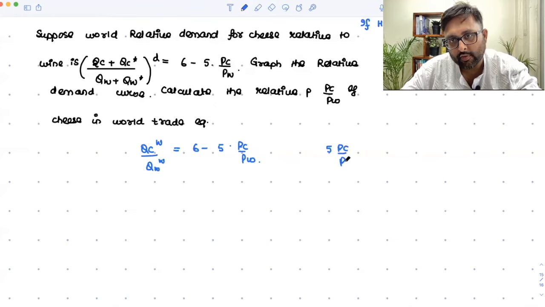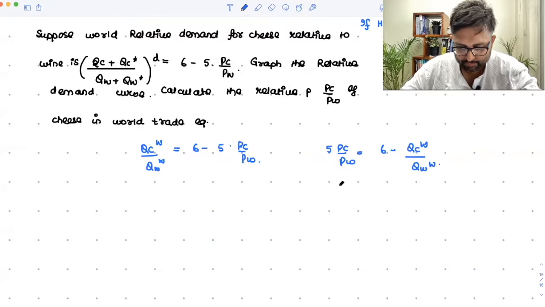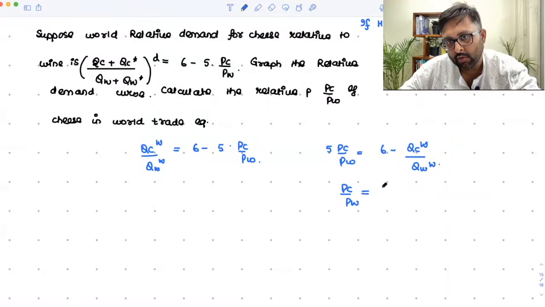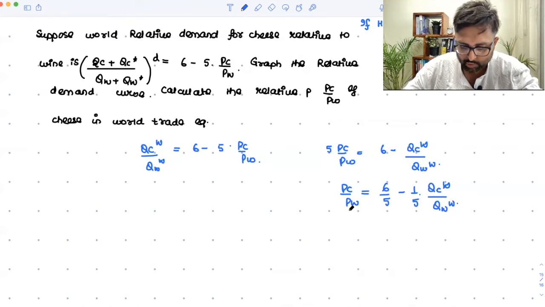I can also write like this. 5 PC by PW is equal to 6 minus QCW upon QWW. So you can also write PC by PW equals 6 by 5 minus 1 by 5 QCW upon QWW. Like this. Fair enough.